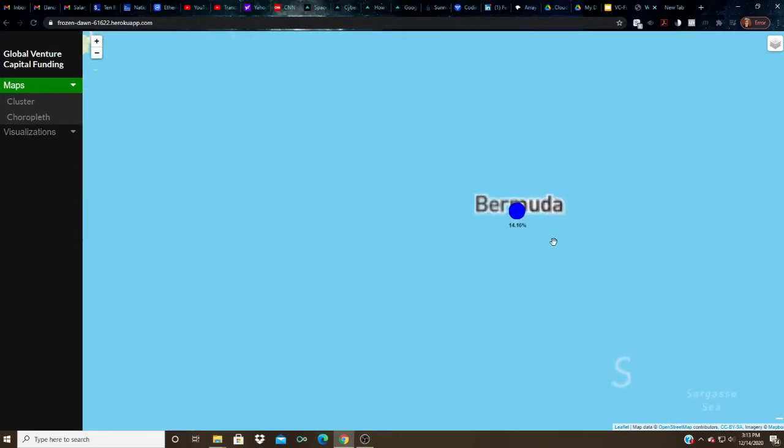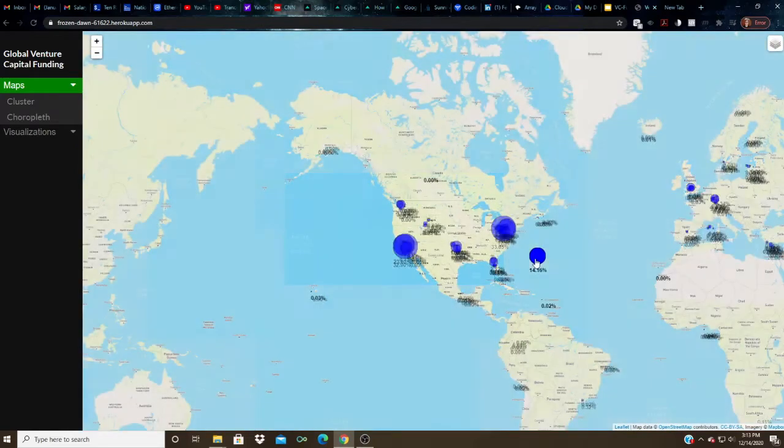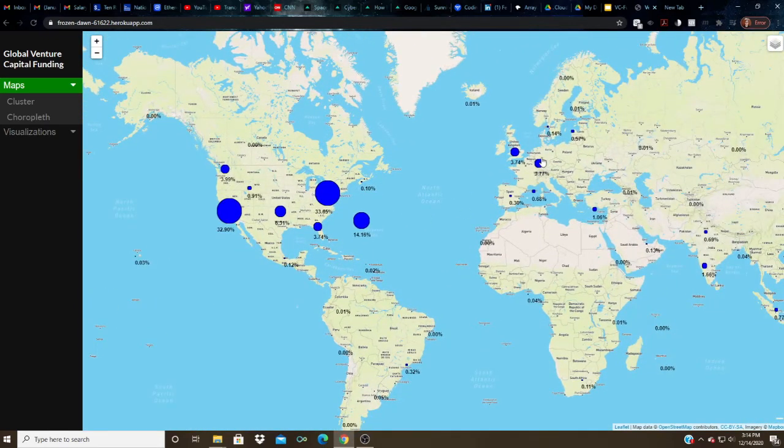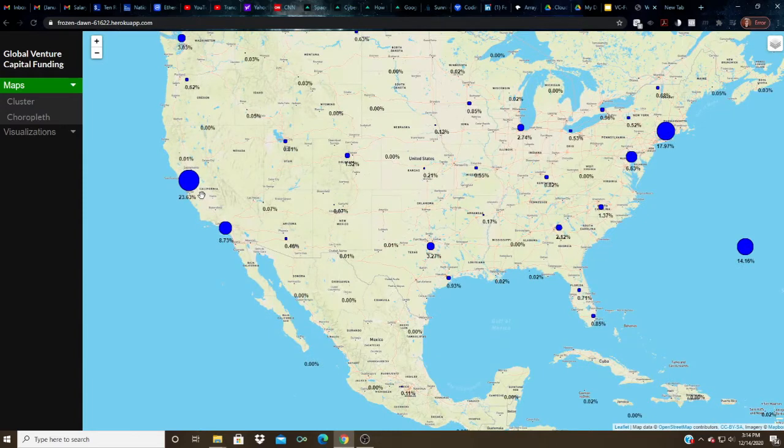That is Bermuda. But maybe they have special laws there that make it sensible to headquarter a company there. This is still kind of a new feature. The values are approximate. It's a good way of showing relatively how much money goes where, because it's all percentages and marker sizes.